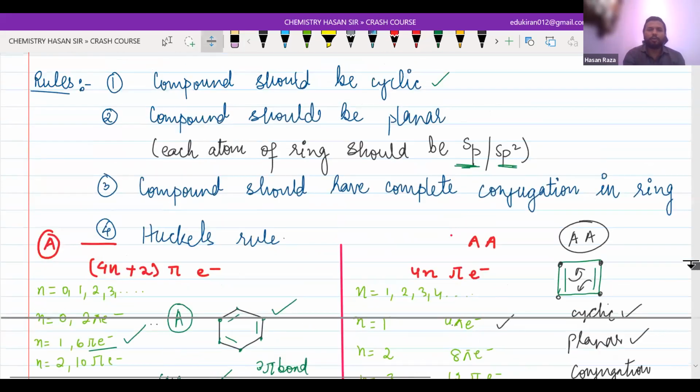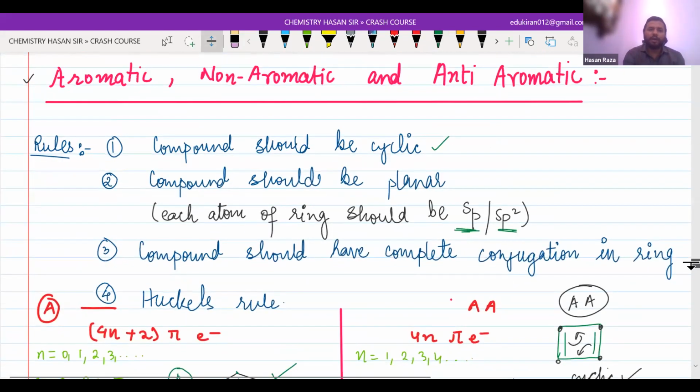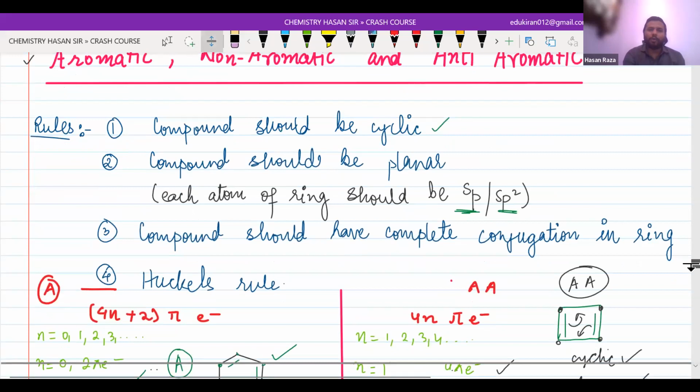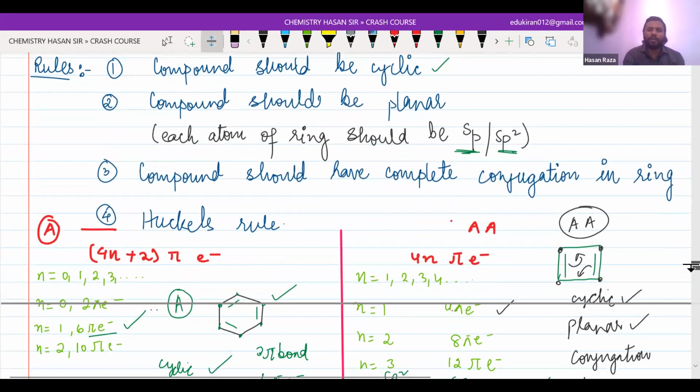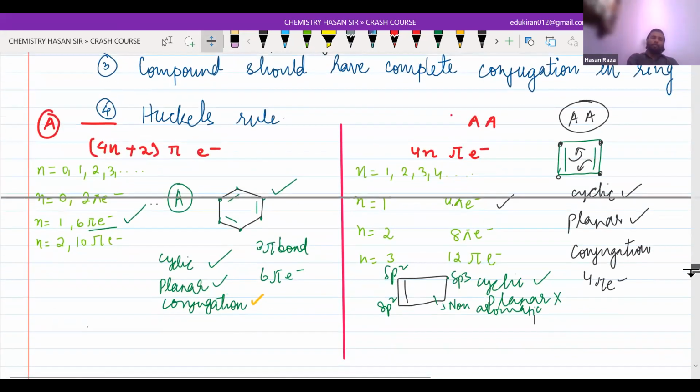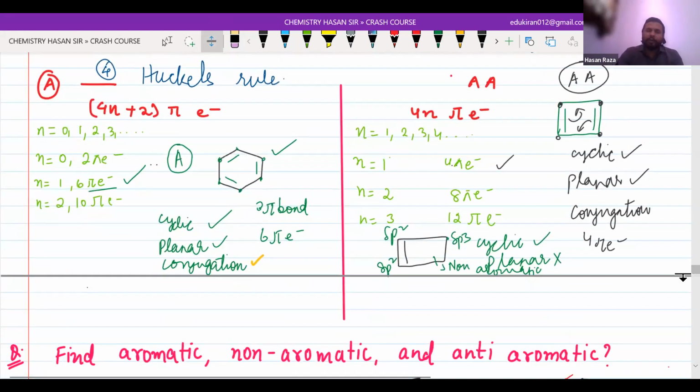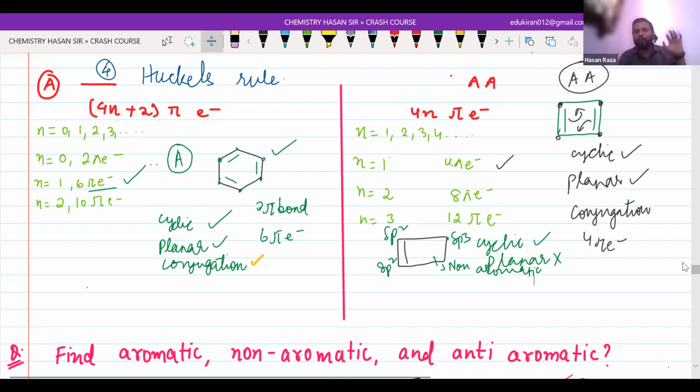So there are four rules to decide aromaticity. The compound should be cyclic, planar, and have complete conjugation in the ring, and then the Huckel rule. If it has 2, 6, 10, 14, or 18 pi electrons, that is aromatic. If it has the table of 4, that is 4, 8, 12, 16, or 20 pi electrons, then it is anti-aromatic. And if any one of the four rules is violated, then it is non-aromatic.